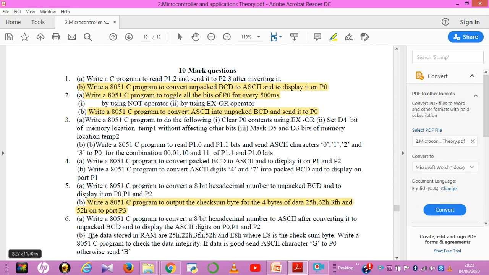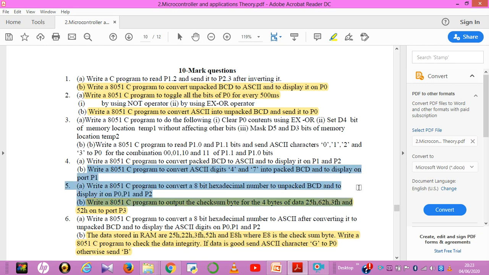Next, I have given this one also, depending on the conditions, how to send the data. So these are the main programs. You go through them and practice them. For these programs they will ask a single question for 5 marks. They ask A and B, A and B, this for 10 marks.